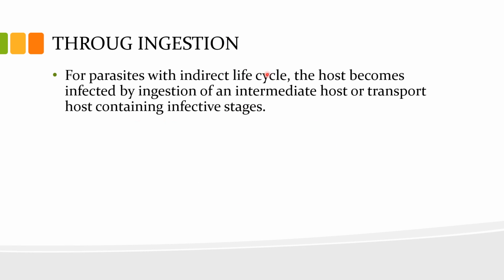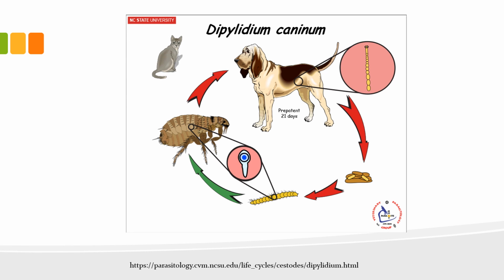For parasites with an indirect life cycle, the host becomes infected by ingestion of an intermediate host or transport host containing the infective stages. When we say a parasite with an indirect life cycle, that means that particular parasite requires an intermediate host to reproduce. A parasite that exhibits this characteristic is Dipylidium caninum. Dipylidium caninum is a common tapeworm of dogs and cats and occasionally humans.